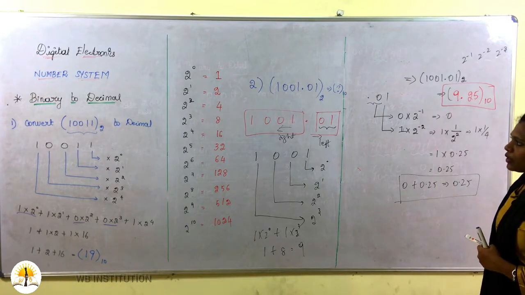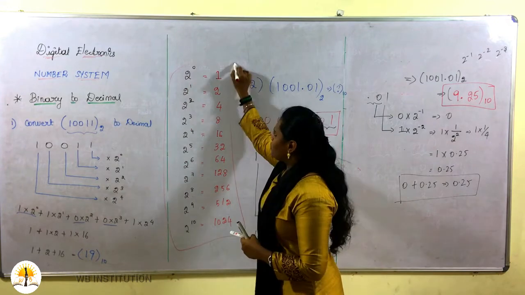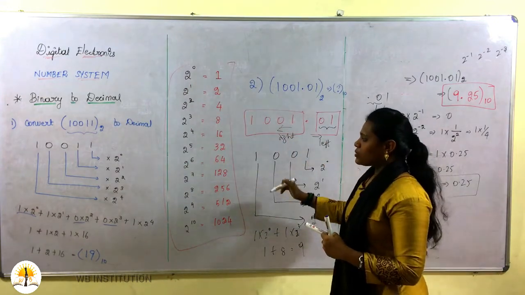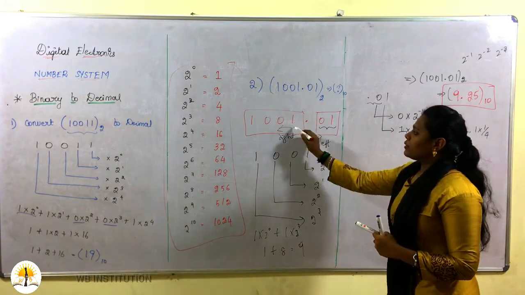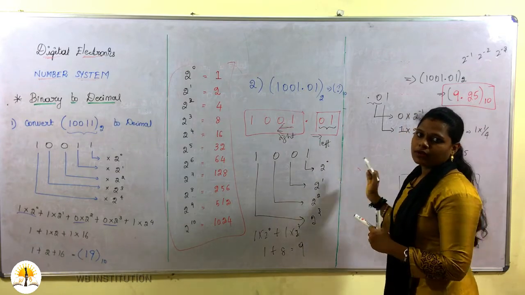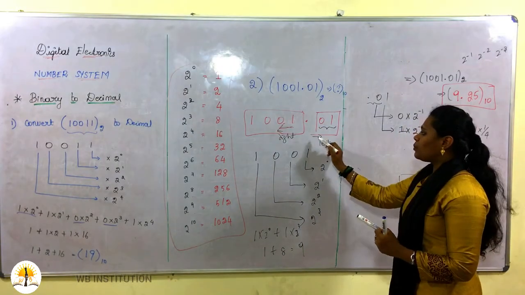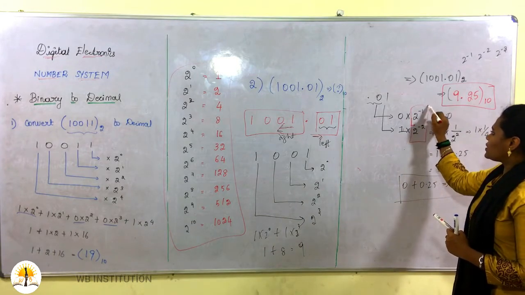This is the way you need to calculate. You need to mug up this one, up to 10 is enough. They won't ask more than 6 and all. So you need to multiply with 0, 1. You need to be more careful while doing this. Before the decimal point you need to calculate from the right, and after the decimal point you need to calculate from the left. You need to use this inverse method.